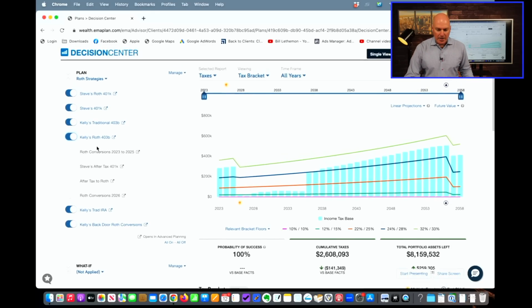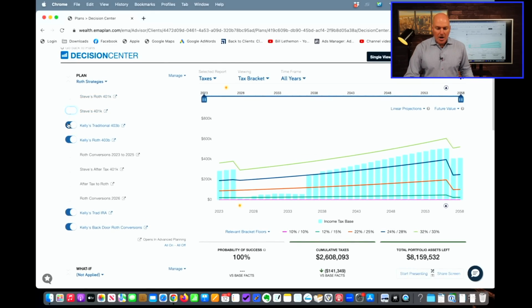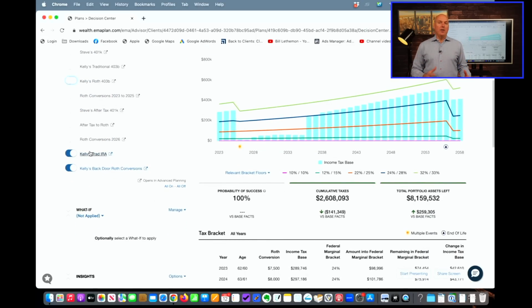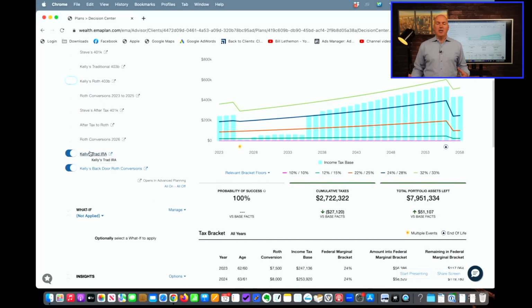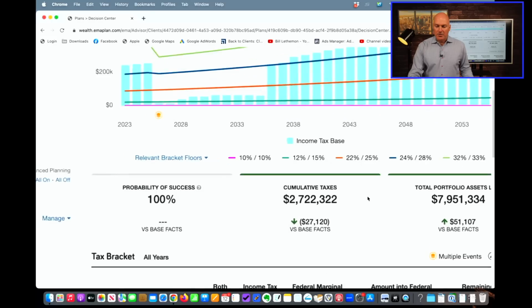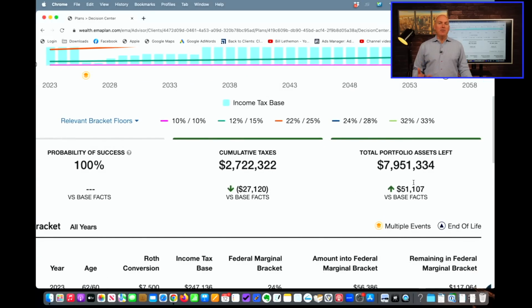In fact, let's go ahead and turn off all of these other scenarios so we can see just that one thing alone, just Kelly funding a Roth IRA account through the backdoor method for just 3 years, 2023, 24, and 25. That by itself increases the total portfolio assets by over $51,000 and lowers their lifetime taxes by $27,000. So that's huge. And again, all we're doing is just shifting money from things that are less tax efficient to things that are more tax efficient. So if you have money in non-retirement accounts that you can use to fund those sorts of things, or you have excess cash flow, that could be a very good outcome.